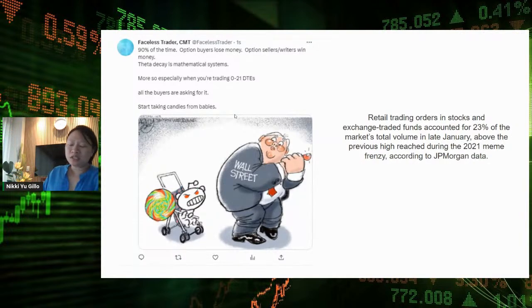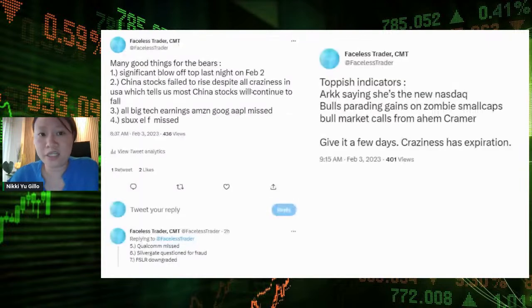We've actually seen news that retail trading in stocks and ETFs accounted for 23% of the market's total volume in late January, which is already above the previous high reached during the 2021 meme frenzy. And most of these retail trading orders are buying stocks and options that are 0 to 21 days to expiry.